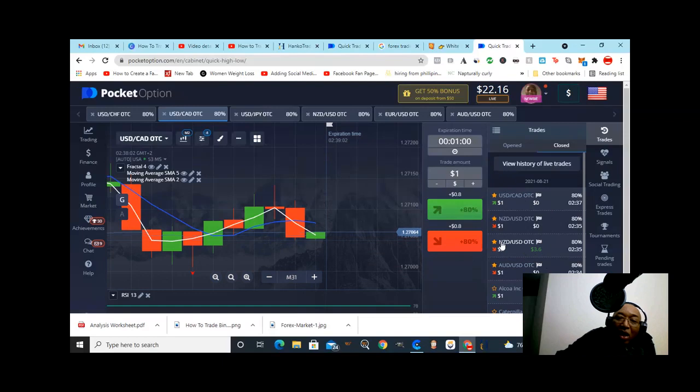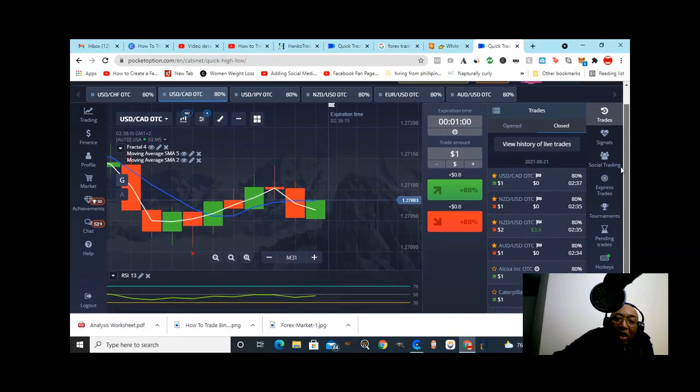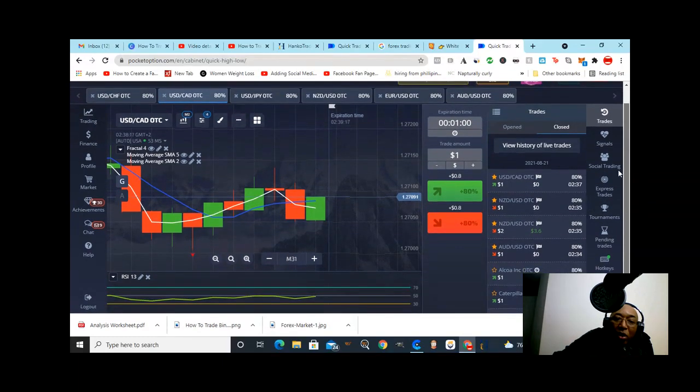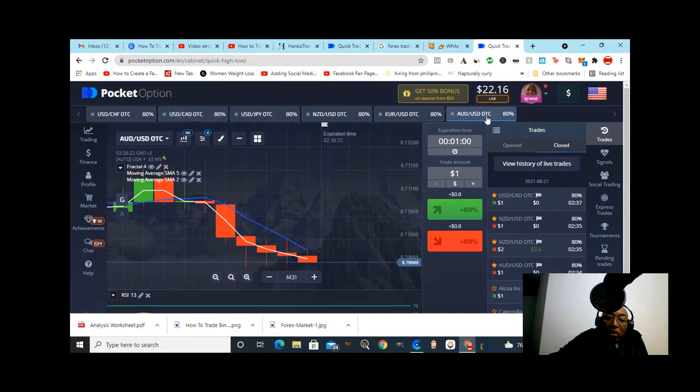So I need to recover my $4. Okay, and that is my goal for the night. Once I recover my $4, I'm out of here, guys. So I'm gonna wait and look for a really good setup. Really good setup is what I'm looking for.